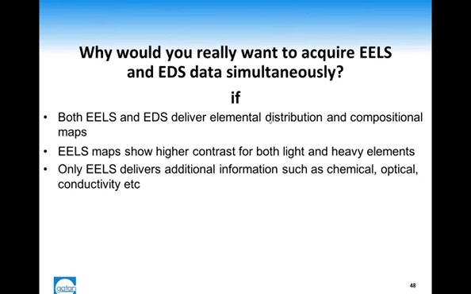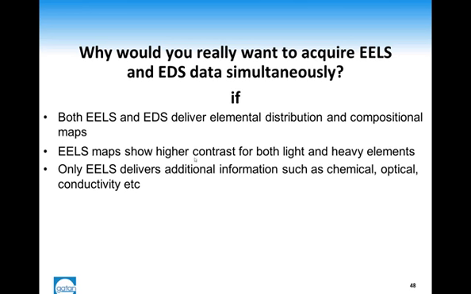So the question is, we've seen a lot. I showed you a lot of cases where EELS and EDS data were acquired simultaneously. The question is, why do you really want to acquire EELS and EDS data simultaneously if both EELS and EDS deliver elemental distribution and compositional maps?